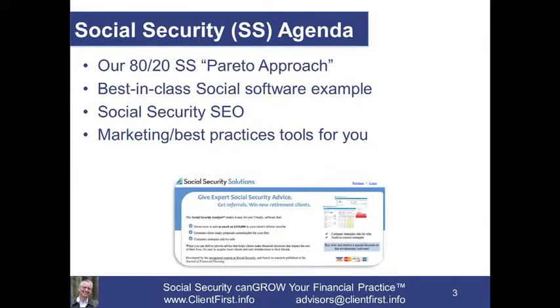I've implemented what I call the 80-20, or what you've heard as the Pareto approach to Social Security. My conviction over the last several years is that by learning 20% of the most relevant Social Security income planning concepts, you can resolve or solve 80% of your scenarios. So, trying to keep it simple. To keep it simple, you really need best-in-class Social Security software to learn the concepts and to help solve client problems. The two work hand in hand.